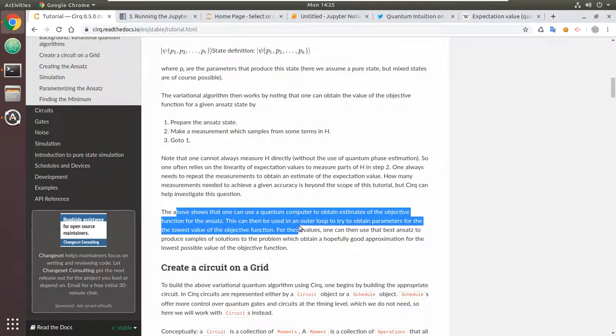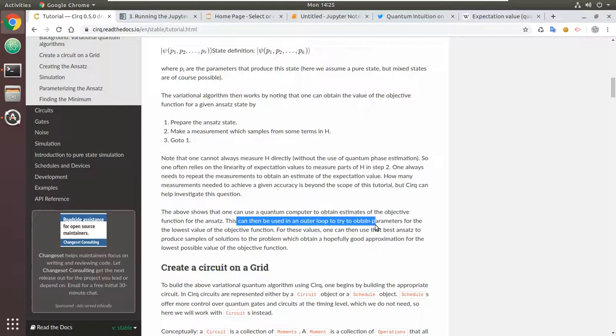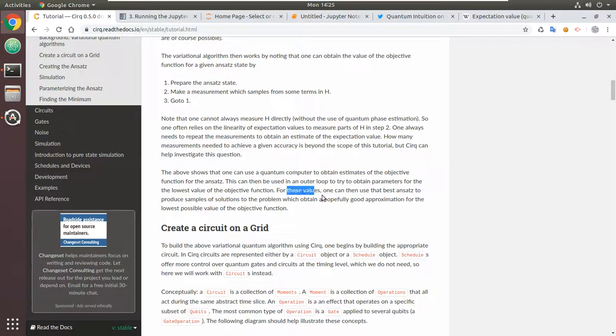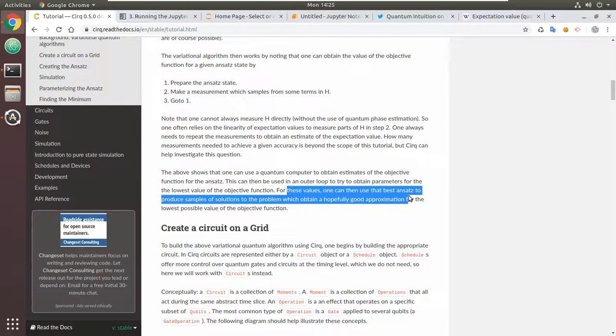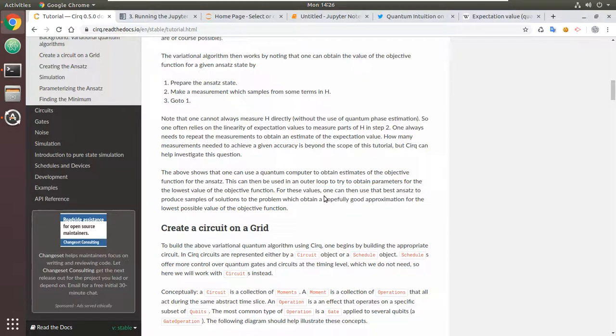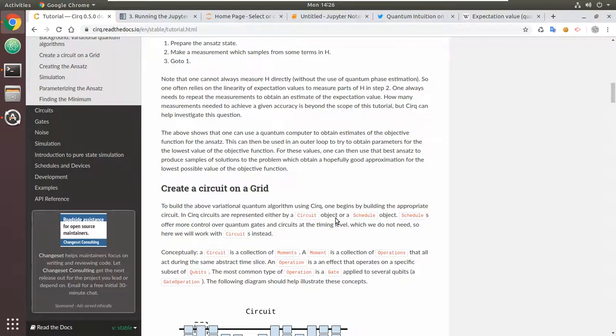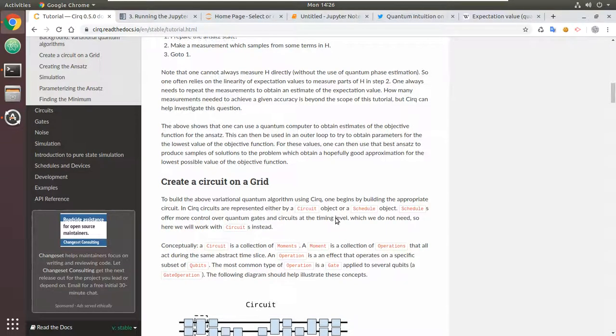The quantum computer is used to obtain estimates of the objective function for the ansatz. This can then be used in an outer loop to obtain parameters for the lowest value. One can then use the best ansatz to produce samples of solutions to the problem, which obtain a hopefully good approximation of the lowest possible value of the wave function. So the quality of that also all depends on the ansatz you're using.